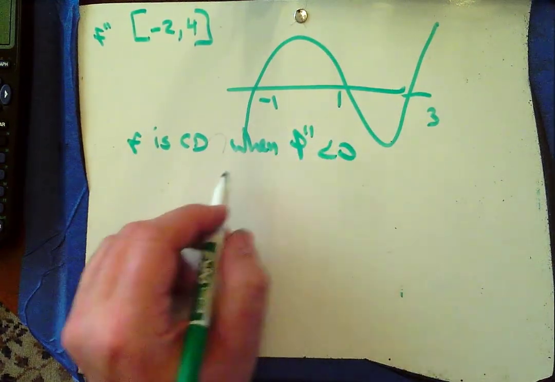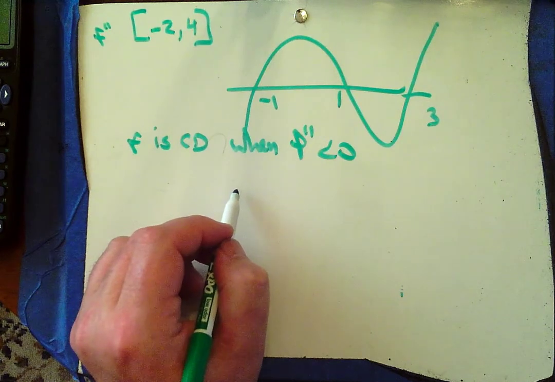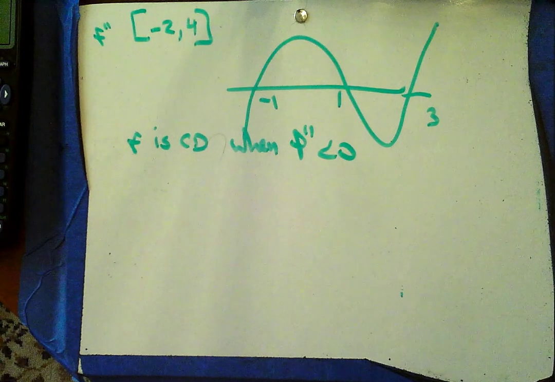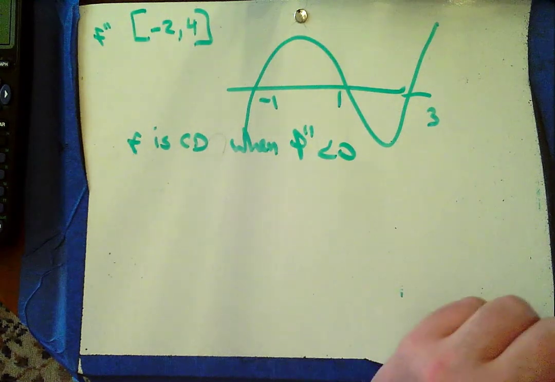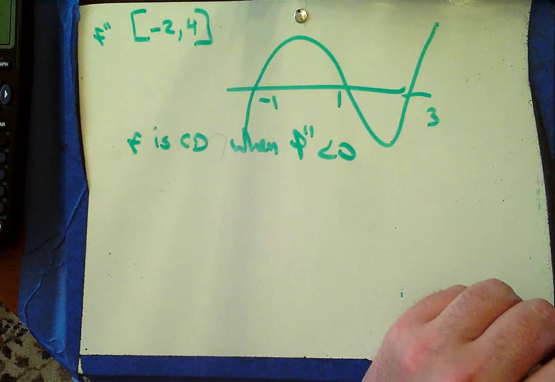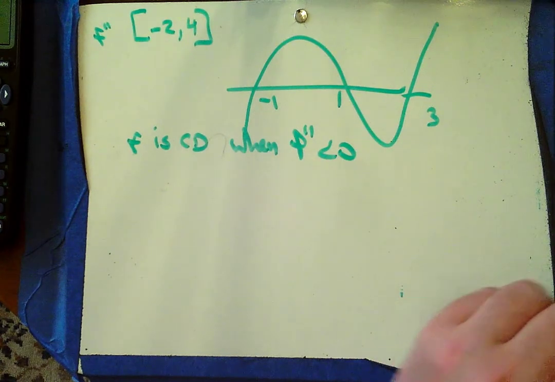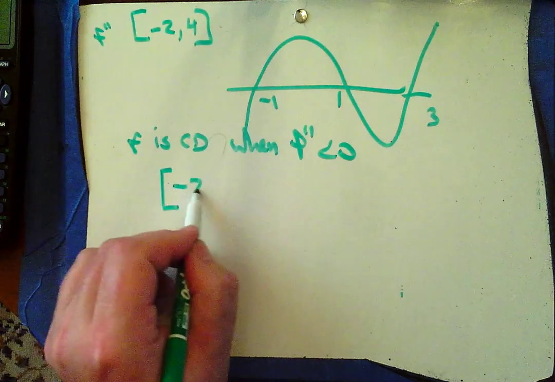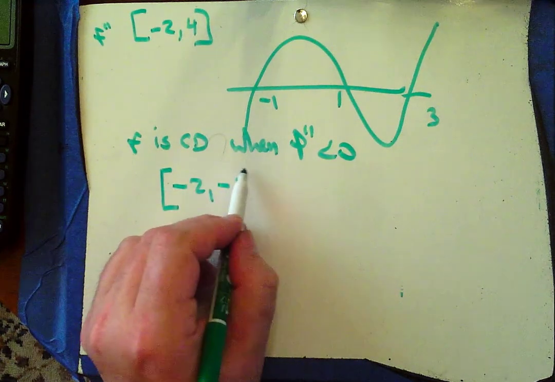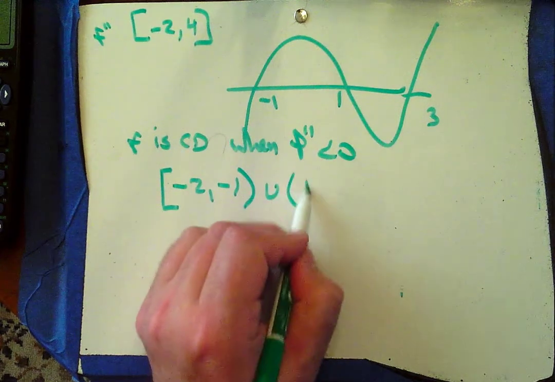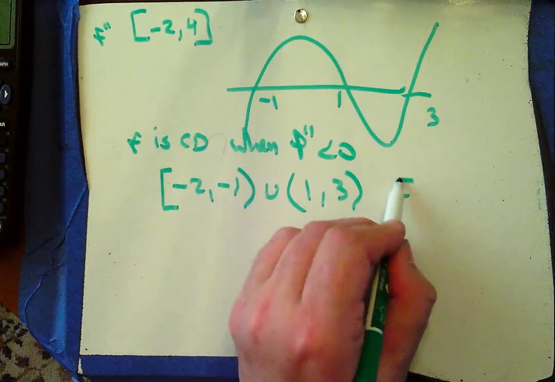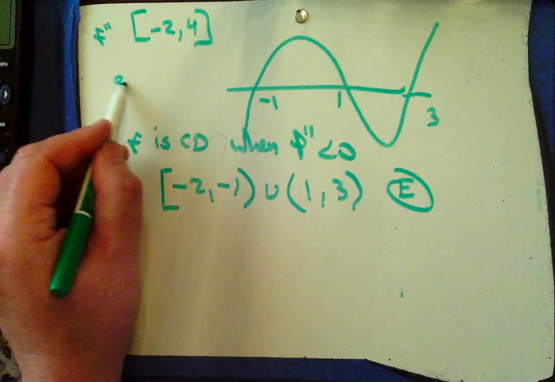F is concave down when f double prime is less than 0. And so I'm going to say, I want x values that are less. Oh, this stops here, right? So on -2 to -1, union 1 to 3. And that corresponds with choice E. E for number 87.